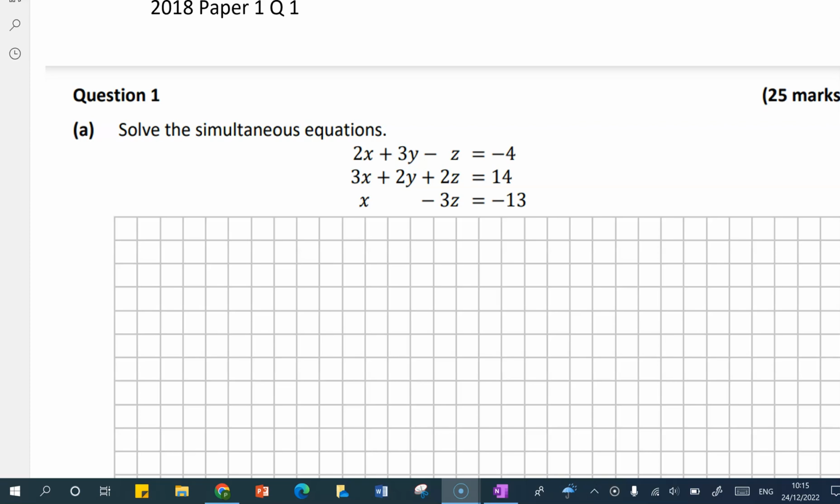2018, paper 1, question 1, solve the simultaneous equations. So simultaneous equations with three variables. We notice on the third one, we don't have three variables, we only have two, but we'll deal with that towards the end. Start off by naming them A, B, and C, or 1, 2, and 3.